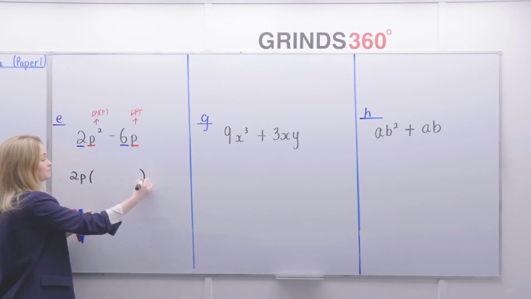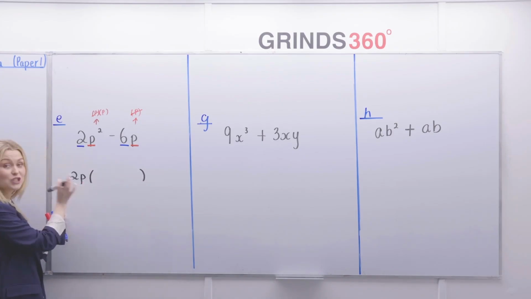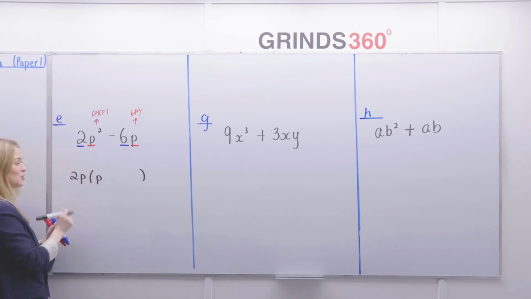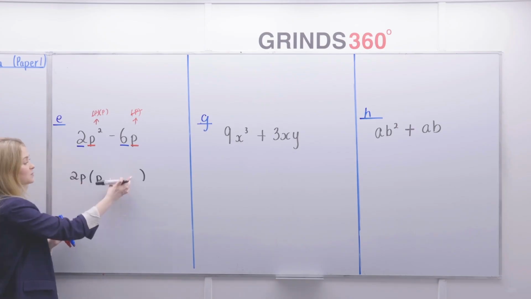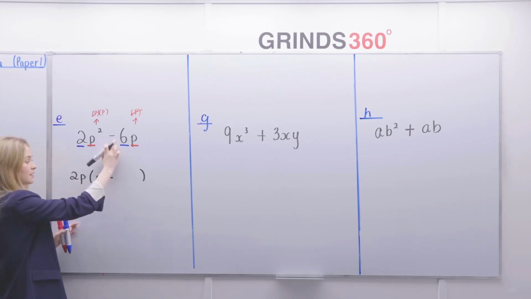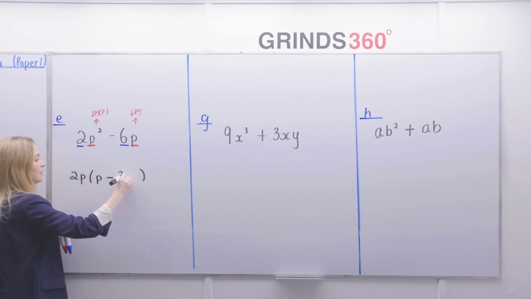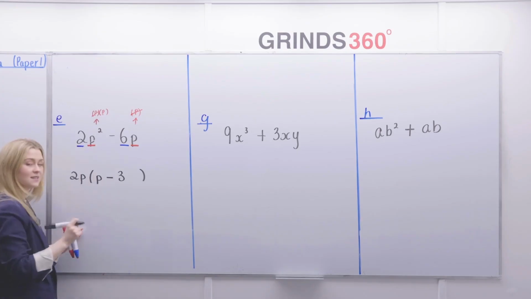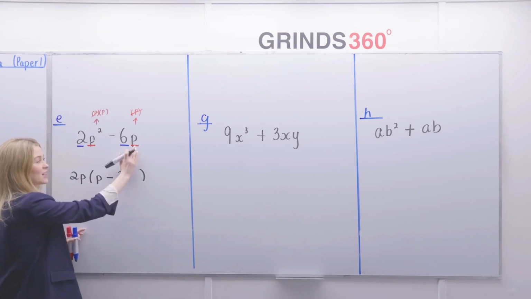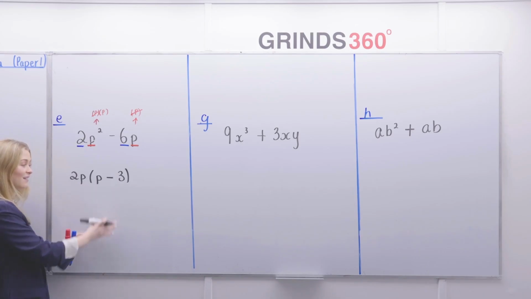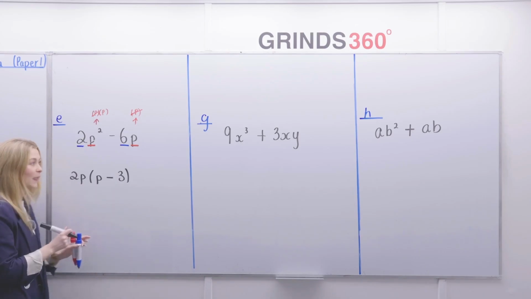Open my brackets. I say to 2p: 2p times what gives me 2p squared? Well, 2p times p will give me 2p squared. 2p times what will give me minus 6p? Plus times a minus is a minus. 2 times 3 is 6, and 2p times minus 3 will give me minus 6p. Remember, if I put a p there, I'd actually end up getting p squared, and that would not be correct. Again, I'll let you check this. Make sure you do. On as far as G.